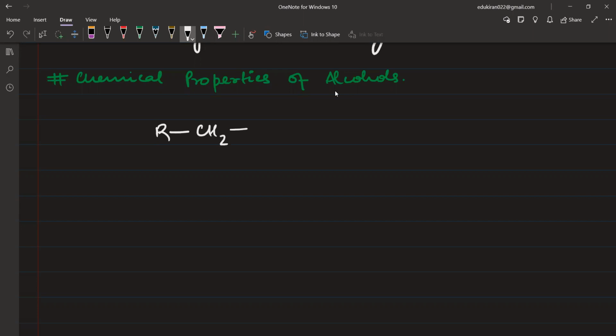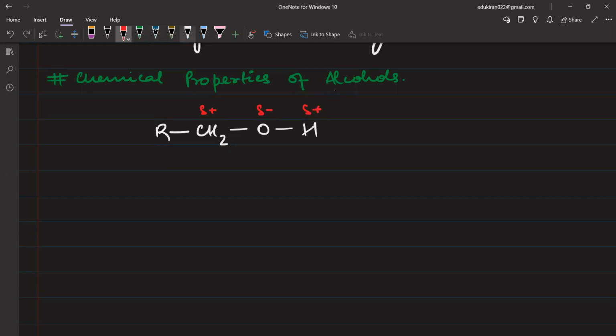RCH2OH. Now, in this case, there are two bonds, and both the bonds are polar. Okay. So we have delta negative charge on the oxygen atom, delta positive here, and delta positive here. Delta positive on the CH2 carbon also, delta positive on the hydrogen also.